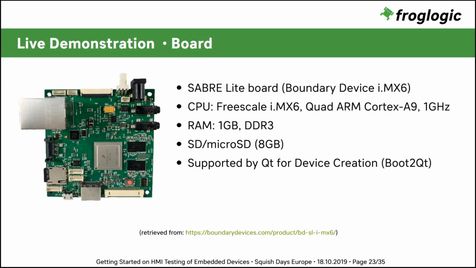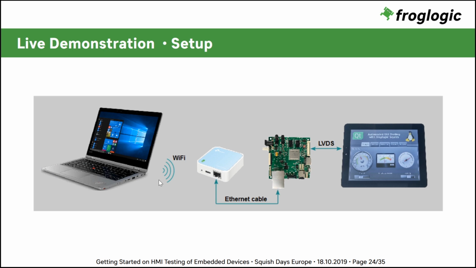For the purpose of this demo, I prepared one simple Qt application. The application will be running on this development board. The development board has 1 GB of DDR3 memory, one ARM Cortex CPU and one micro SD card. So the operating system and the application are stored here on the micro SD card. This is how the setup looks. The development board is connected to my laptop via this little mini router. On the right side of the development board we have one 10-inch display, which is of course also connected to the development board.